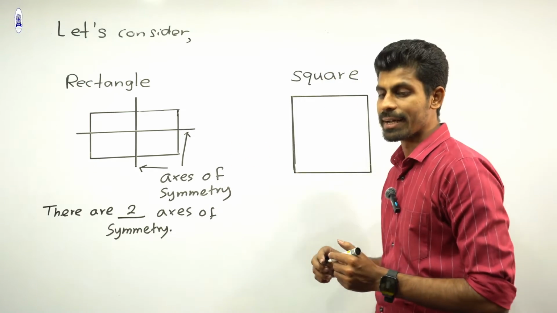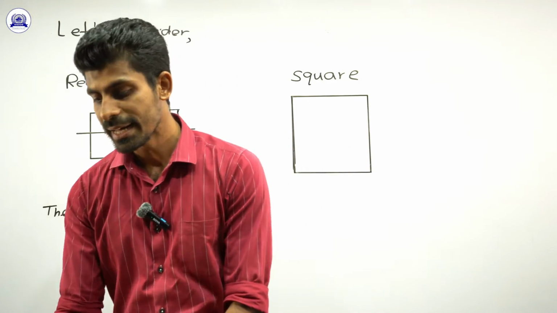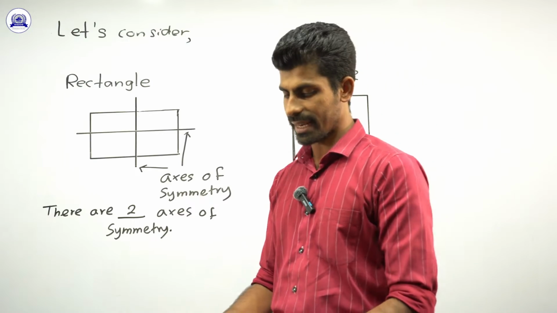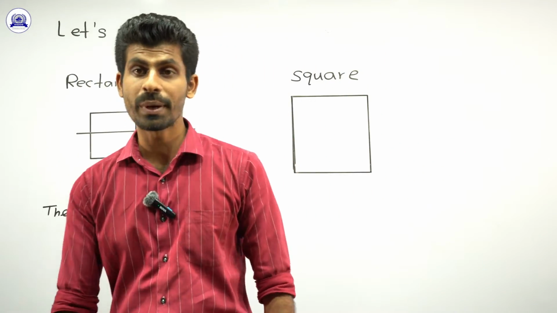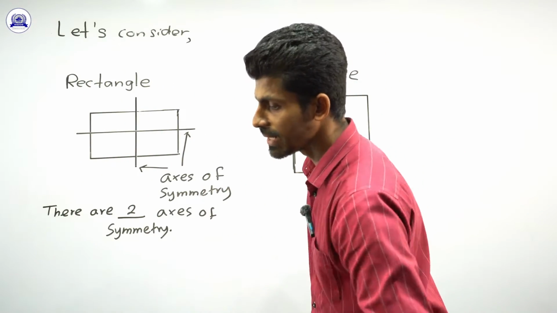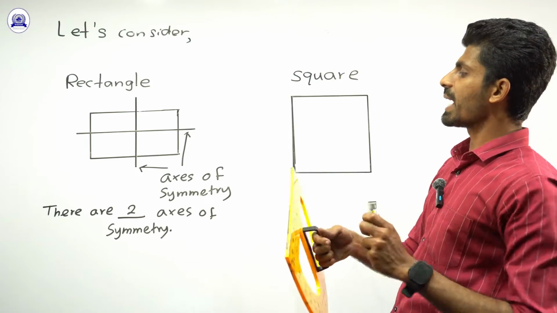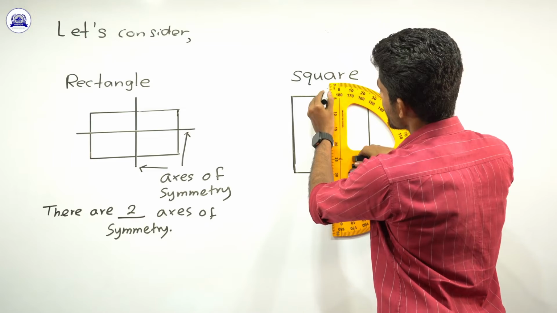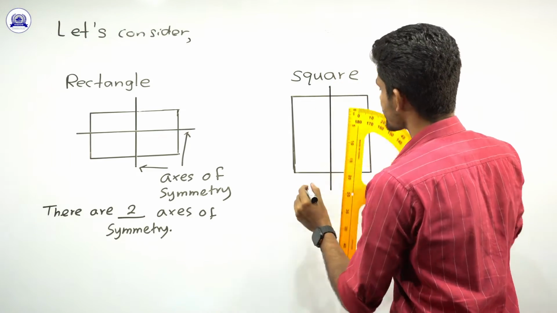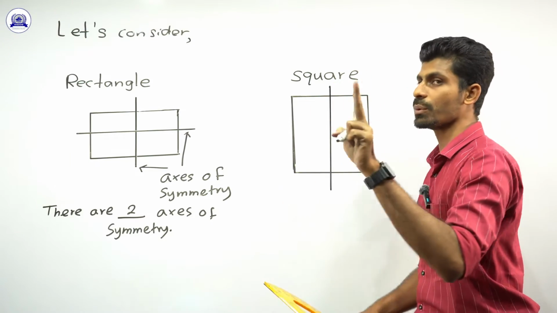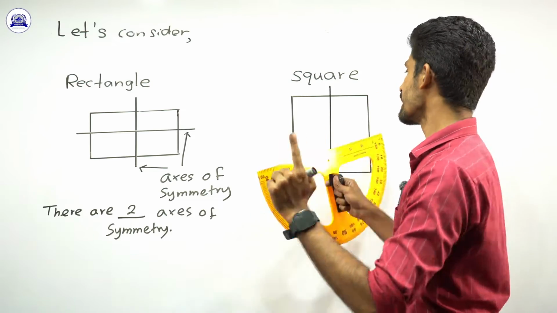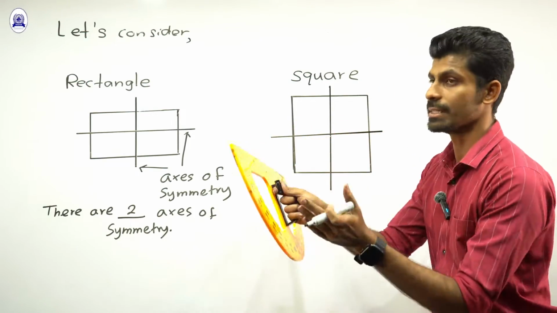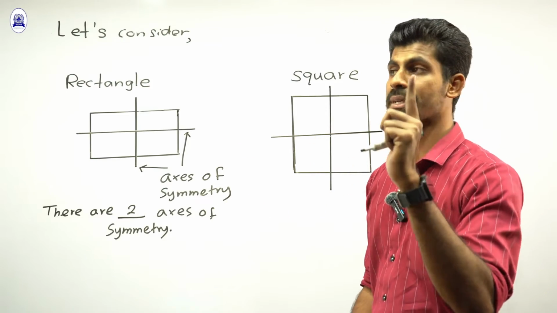Look at the square. Do you remember the square? Right, okay. Let's try to find out for the square. Now look at this one. How many axes of symmetry are there for the square? You can fold along this axis, then you can get two equal parts.